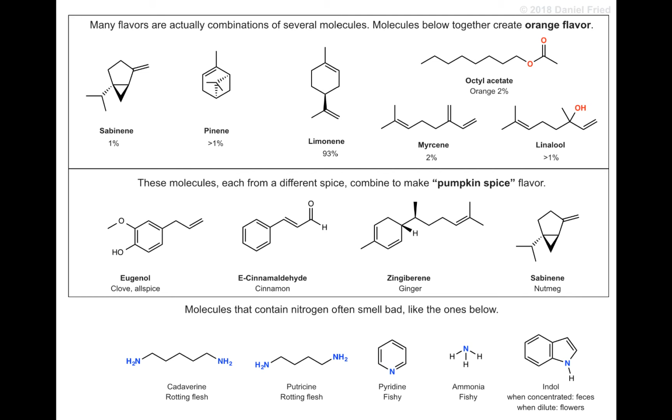Cadaverine is, just like the name suggests, the smell of rotting flesh. Okay, putrescine, that's another nice name. Some of these other molecules have fishy smells or other kinds of gross smells. What do they all have in common? What they all have in common are obviously the nitrogens. Nitrogens are not always, but often a sign that a molecule has a stinky smell. And why is this?